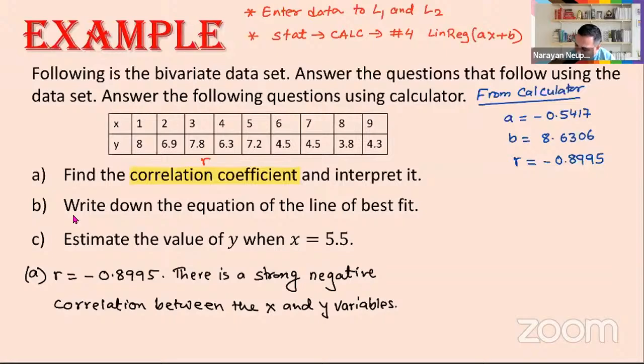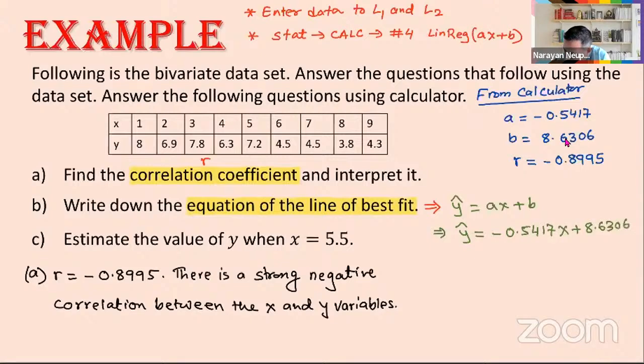Now in part B, we need the equation of the line of best fit. In general, we write the equation of line of best fit as y hat equal to ax plus b. But we have the values, so we plug in the values. You got the value of a from the calculator, which is negative 0.5417, so y hat equals negative 0.5417x, plus b, which is 8.6306. So that is the equation of the line of best fit, the answer for the second part.